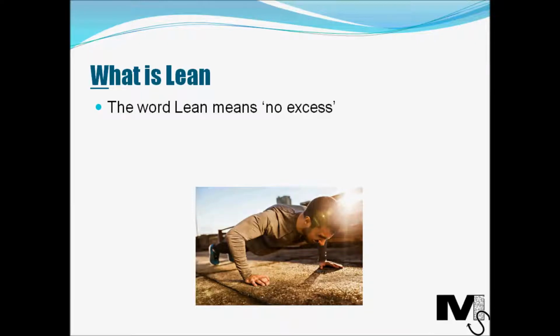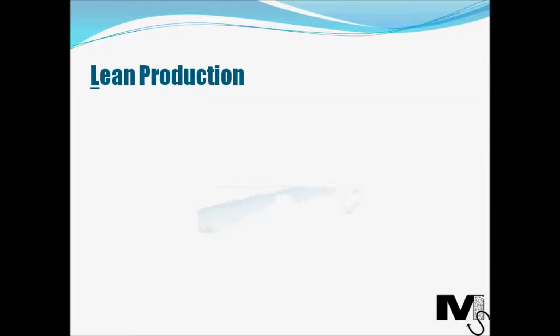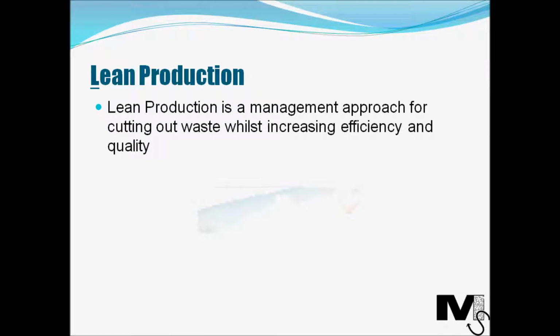Firstly, what is lean? The word lean itself means no excess. For instance, if we look at the fitness industry as an example, lean bodies are bodies with great muscle definition and very low fat. So you see these fitness models and you think that they're lean. So that's what it implies. And what does lean production actually mean? Lean production is a management approach for cutting out waste whilst increasing efficiency and quality.